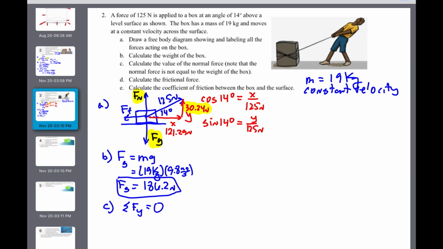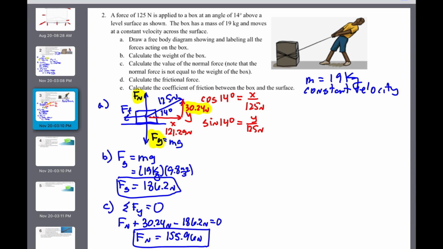0. We have three forces on our diagram in the vertical direction, F sub n, F sub y, and F sub g. All three of those go into the equation in their respective directions, equal to 0, and then solve for the normal force. In part D, we want to solve for the frictional force.